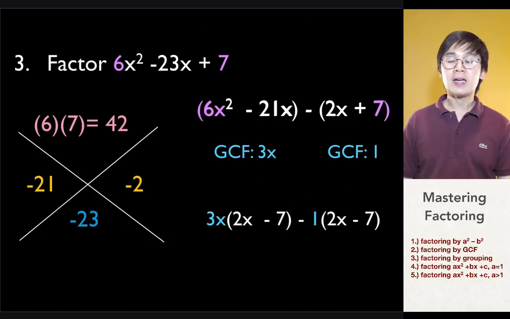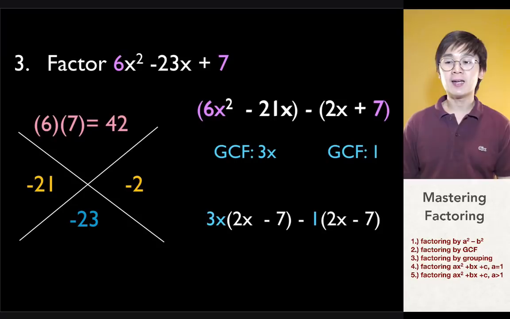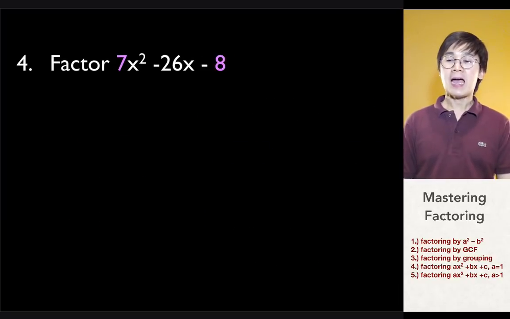So we'll have 3x times 2x minus 7 for the first group, and notice that the second group is supposed to be negative 1 outside, and we'll have 2x minus 7 inside our second group. So 2x minus 7 is our greatest common factor, which we can take out. So our final answer will be 2x minus 7 times 3x minus 1. So this one, it took us a little while to find the factors of 42 that will equal to negative 23, because sometimes we'll encounter an easy number, sometimes we'll encounter a more complicated number like this one. Now let's have the next example.